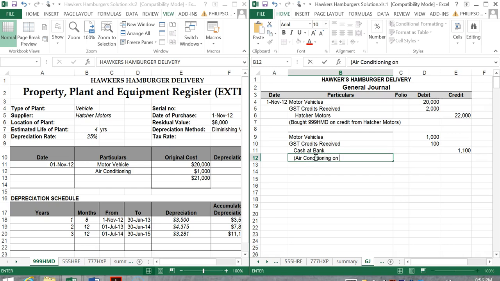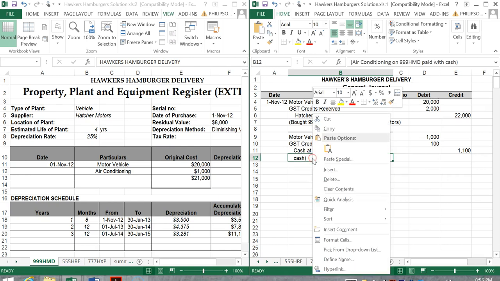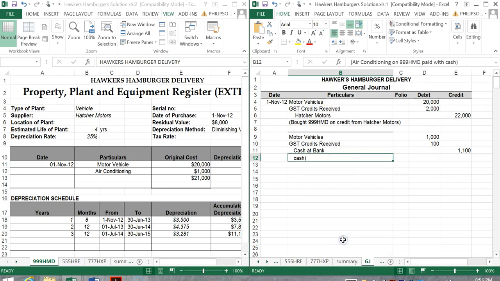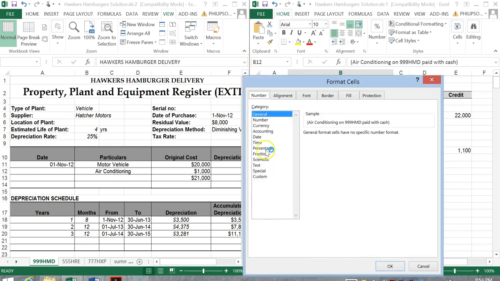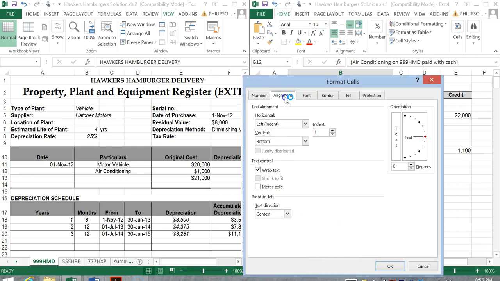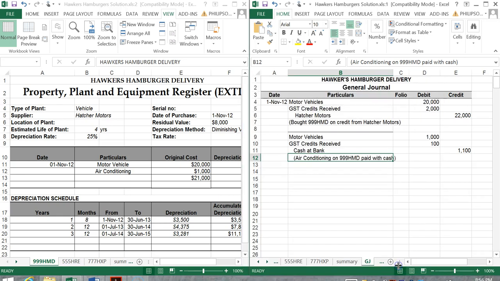Air conditioning on 909 HMD, paid with cash. Okay, formatting on this cell is rubbish, so we right click, format cells. What do we want? Alignment. We want to unwrap text, and then we want to get rid of the indent.